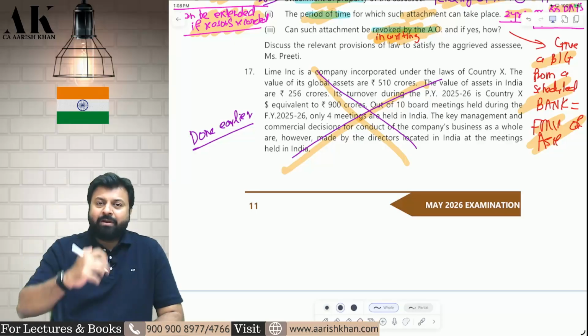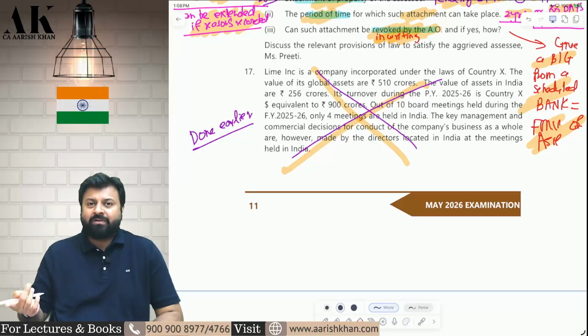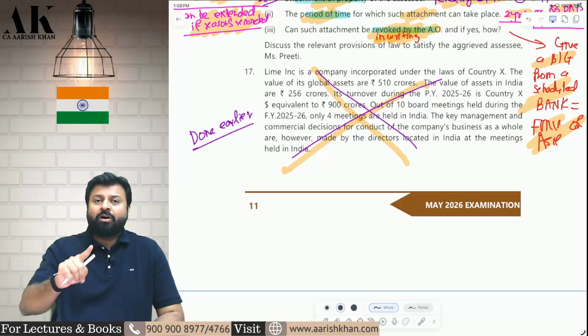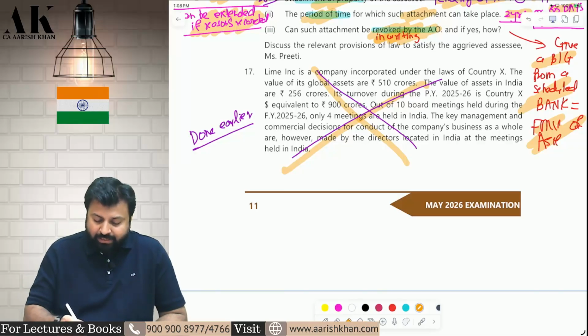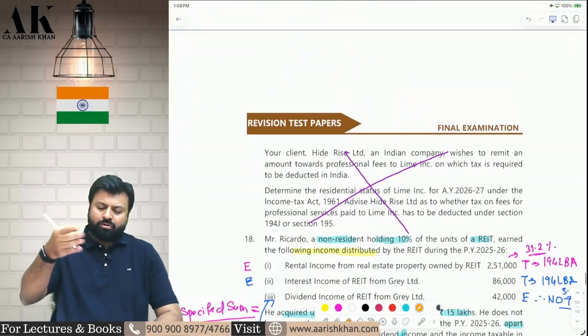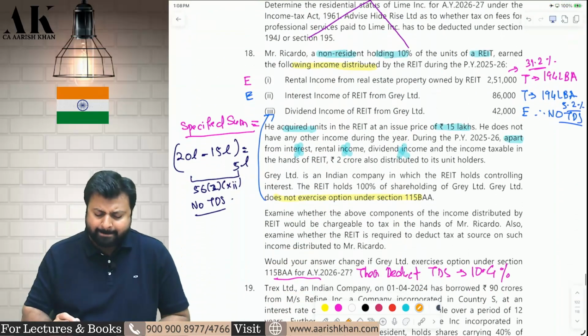Now we are making some payment of professional fees. So should I deduct TDS under 194J or 195? The law says that you have to deduct TDS under 195 and not under 194J. So that is what this question is all about. We have done this similar question earlier. Same to same question we have done earlier.